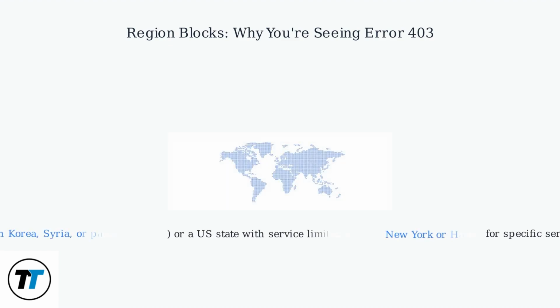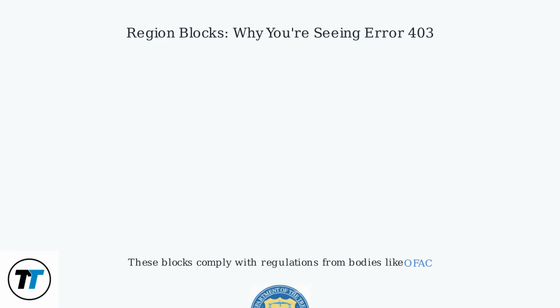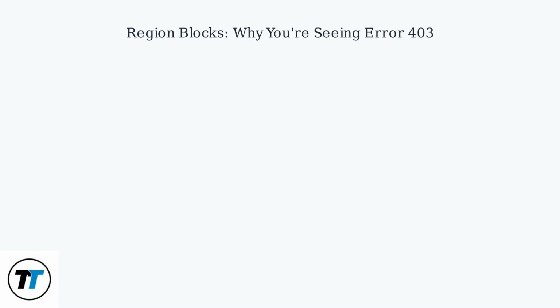Updated for December 2025. Coinbase uses your IP address to determine your location and enforce restrictions. If you're in a blocked region, such as Iran, North Korea, Syria, or parts of Russia, or in U.S. states like New York or Hawaii with service limitations, you'll encounter Error 403. These blocks comply with regulations from bodies like OFAC.